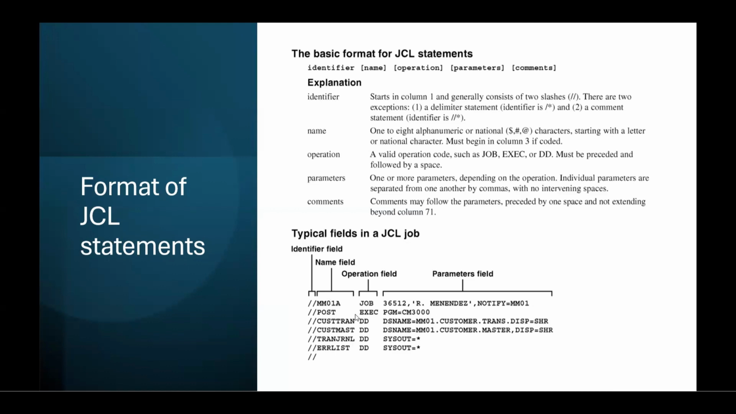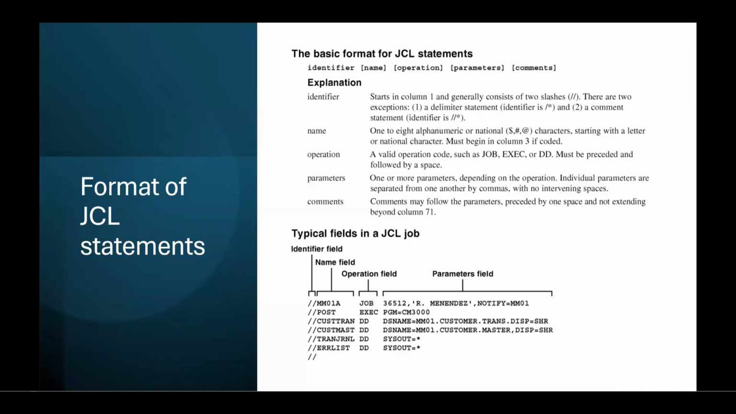And after that, we can have the operation field. Operation field is a valid operation code such as JOB, EXEC, DD, and must be preceded and followed by a space. As the name suggests, we are doing some operation, so for that we have the operation field. JOB, EXEC and DD come under the operation field, and it must be preceded and followed by a space. You need to provide the space so that the job can identify it as an operation field, not as a name field.